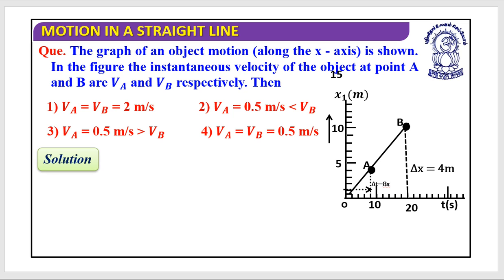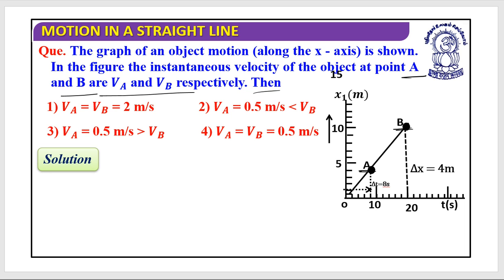Go behind it, what they have given. Go through this. What they have given is a graph of an object's motion along the x-axis, shown in the figure. The instantaneous velocities of the object at point A and point B are VA and VB respectively. Then you need to find the relation between VA and VB. This is location A, this is location B, and you need to find their velocities.